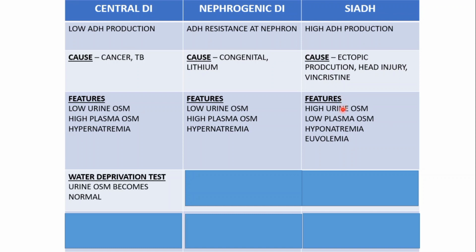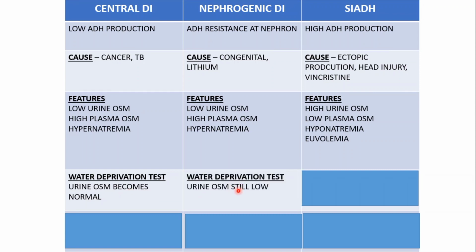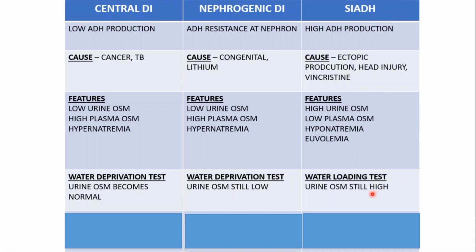Then in water deprivation test, we saw that the urine osmolality became normal once we gave ADH. But in nephrogenic diabetes insipidus, it was still low because whatever ADH we gave, it could not act at the kidney because there are no receptors. In SIADH, the urine osmolality was high.